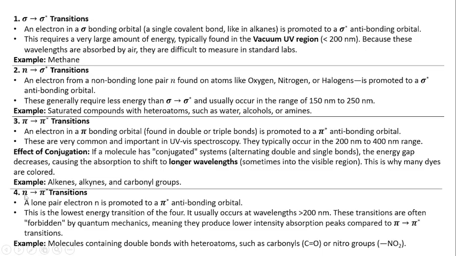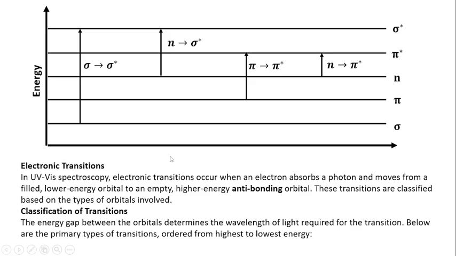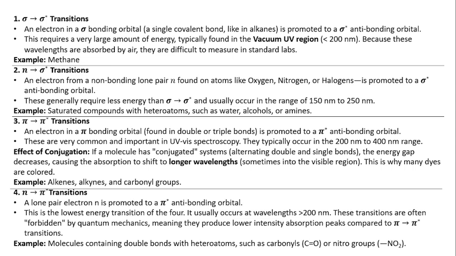And the fourth one is the n to pi star transition, where the non-bonding lone pair of electrons are promoted to the high energy anti-bonding pi star orbital. It occurs again in unsaturated compounds containing double or triple bonds and a heteroatom such as oxygen and nitrogen, examples being the carbonyl group C double bond O, then nitro groups such as NO2, etc. It occurs in the range of greater than 200 nanometers.